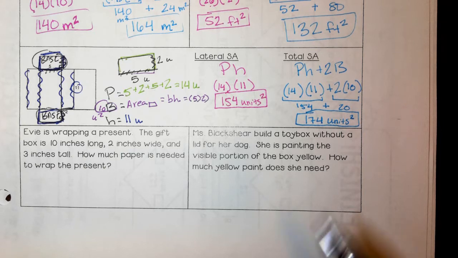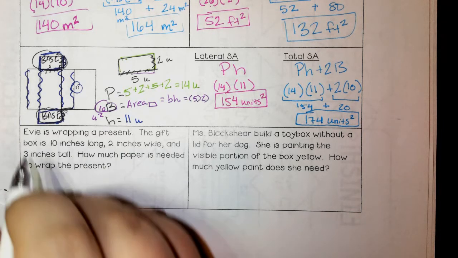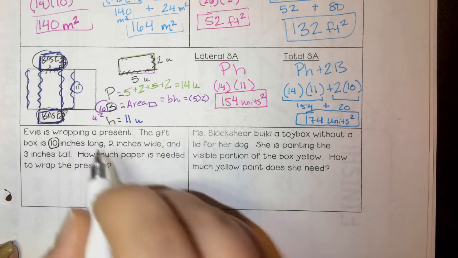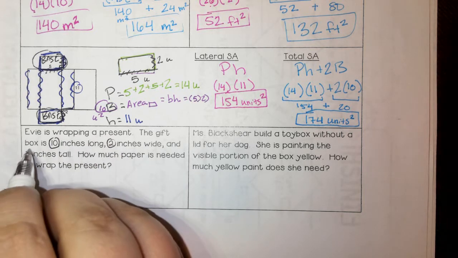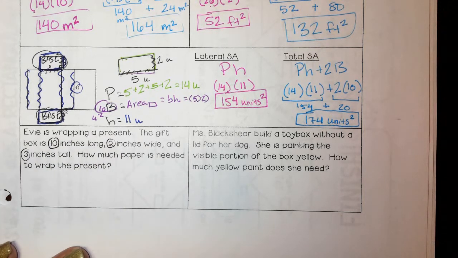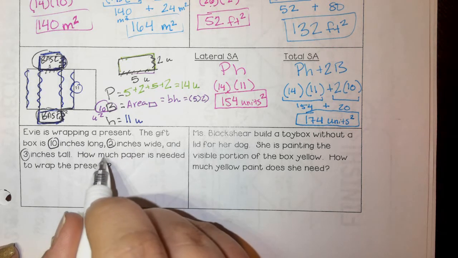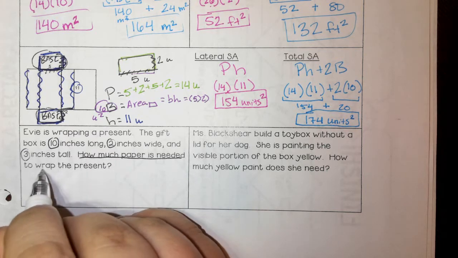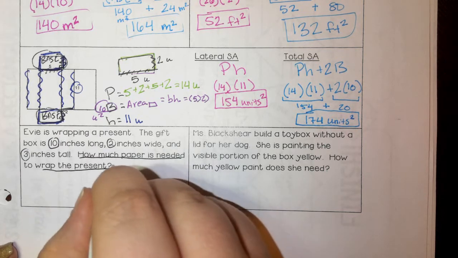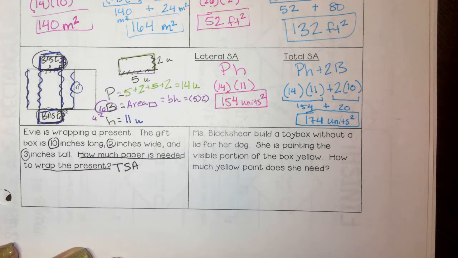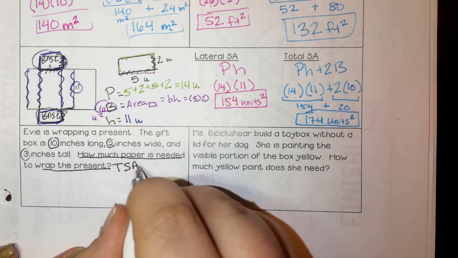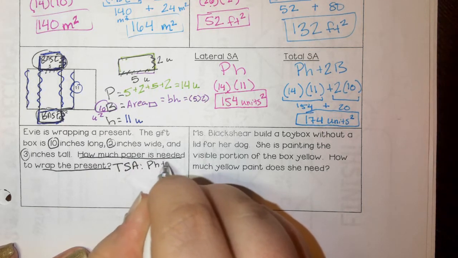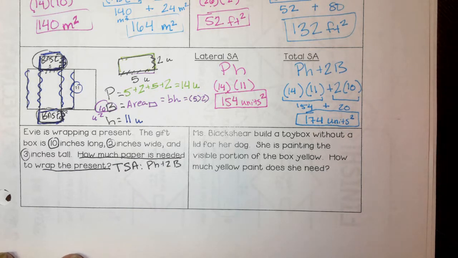We're using the problem-solving strategy called CUBES. We're going to circle our important numbers, 10, 2, and 3, and there's no hidden numbers here, so that's okay. Now we're going to underline the question, so how much paper is needed to wrap this present? This is wrapping a present, which is asking us for a total surface area. And that's the formula pH plus 2B.